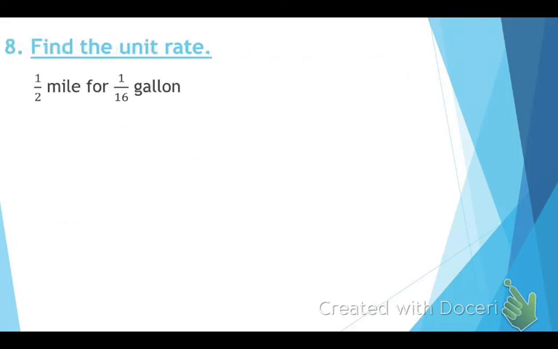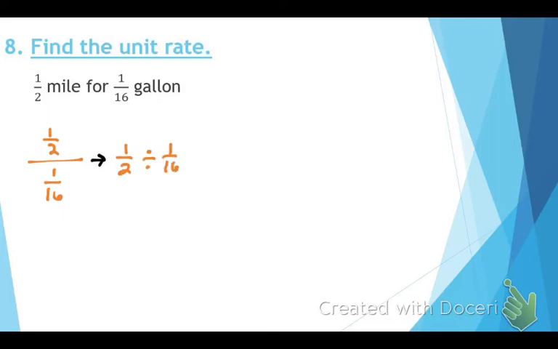For the next problem, you're going to be finding the unit rate of 1/2 mile for a 1/16 of a gallon. Okay, so one thing that's really important about finding unit rate is by putting the units attached. A lot of people are forgetting the units. The original problem tells us miles per gallon, so your answer needs to come out miles per gallon. All right, so what we do is we take the first one, we divide it by the second one. So we're doing 1/2 divided by 1/16.